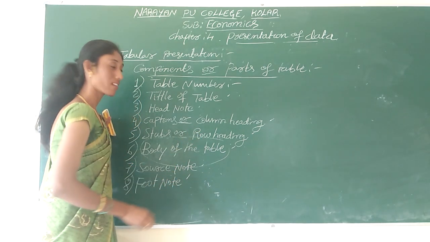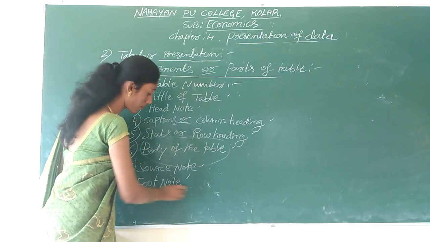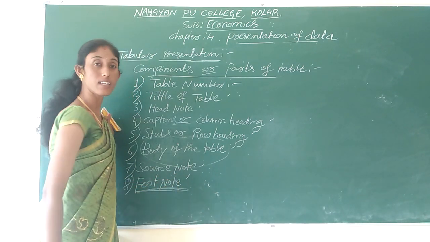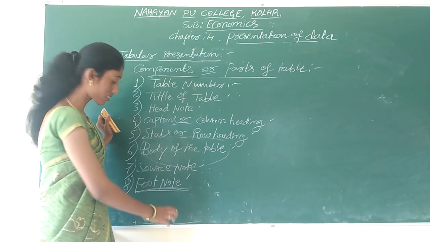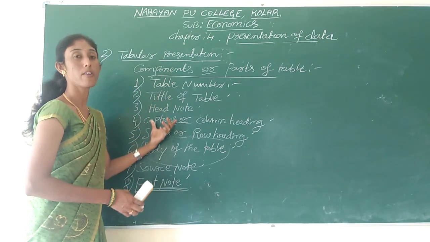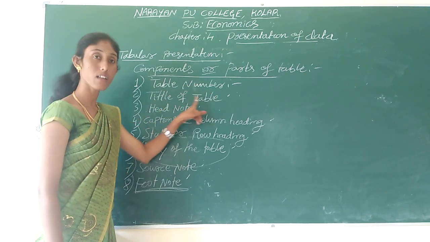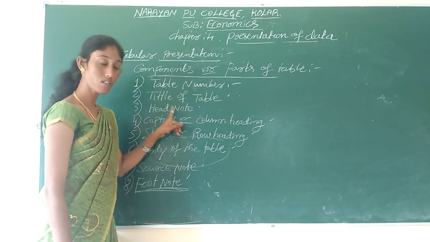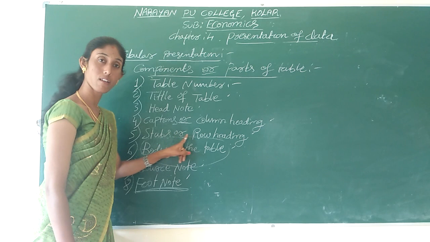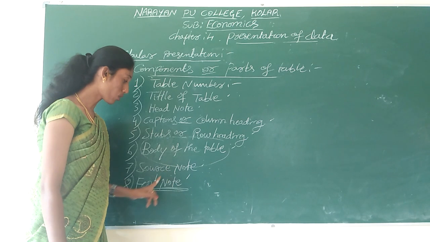Footnote means whatever special features of the table and parts of the table we mention at last. Those special features that we write are nothing but the footnote, or we can say the conclusion to a table. These are the 8 parts of a table. First, table number, next title of the table, and headnote, captions, or column heading, stubs, or row heading, body of the table, and source note, footnote.